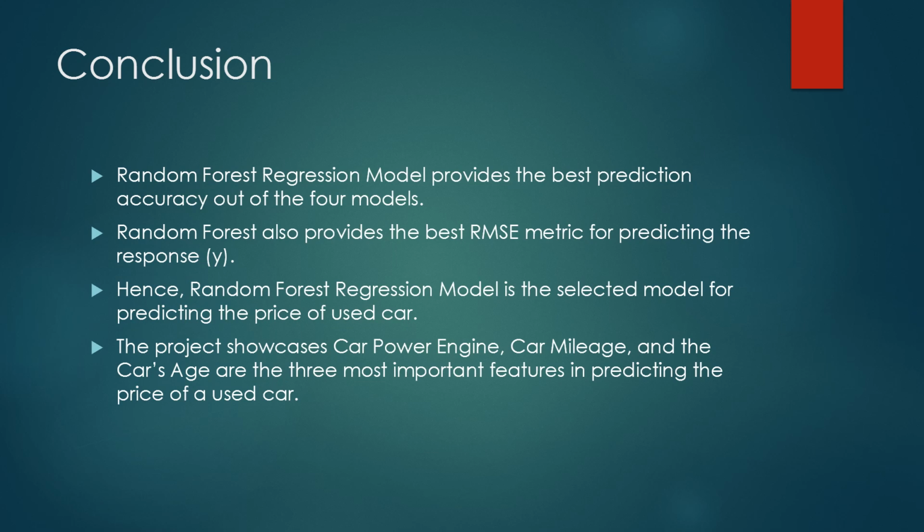So the random forest regression model produced the best prediction accuracy out of the four models constructed for this project. Random forest also produced the best RMSE metric for predicting the response or our outcome variable. Hence, random forest regression model is the selected model for predicting the price of a used car. This project also highlights car power engine, car mileage, and the age of the car as the three most important features in predicting the price of a used car.